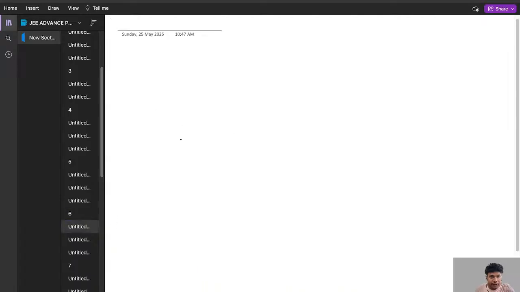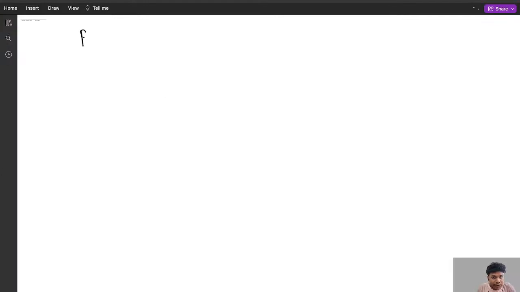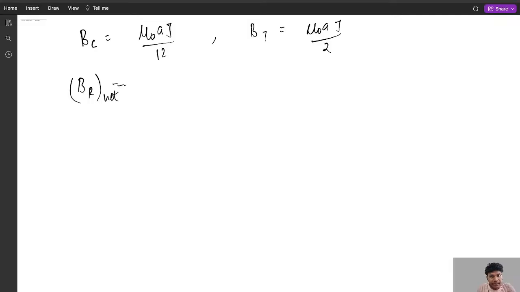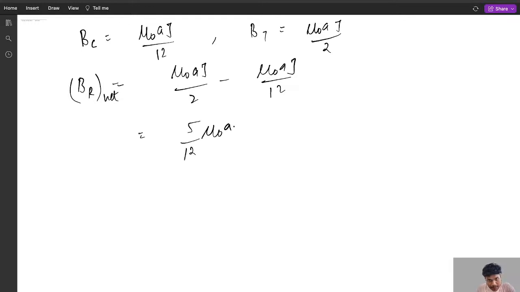Move to the next page. What do we get? B due to the cavity is equal to mu naught aj upon 12, and B total is equal to mu naught aj by 2. From here we get B remaining, that is net at point B, equal to mu naught aj by 2 minus mu naught aj by 12, right? From here we get 5 by 12 times mu naught aj.